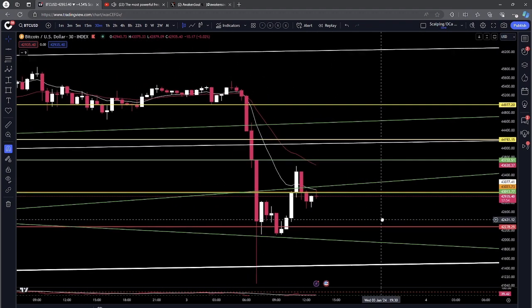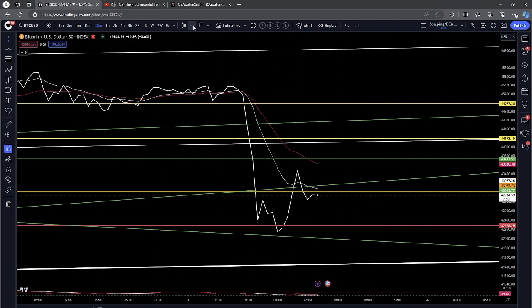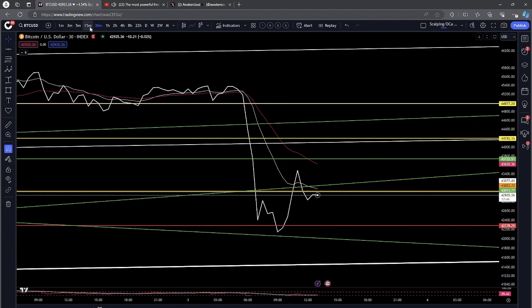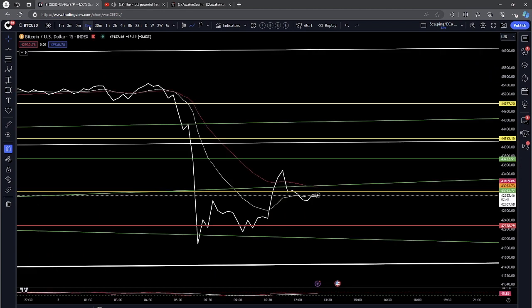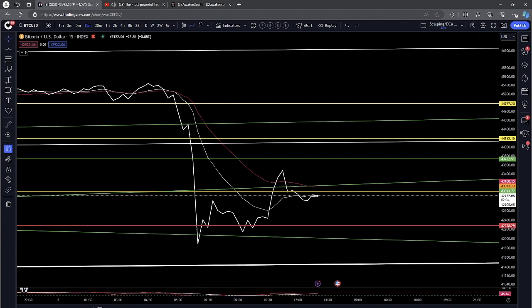What is 30 minutes telling us? Sometimes I look at the line chart too, because those wicks could throw you off as it's consolidating. Nothing much. Let's go into our 15 minutes. Okay, so in our 15 minutes right here, I visually could see a possible bear flag, just like this.